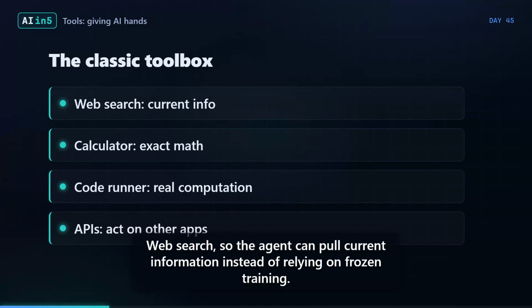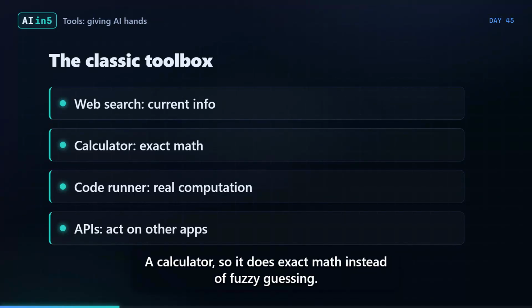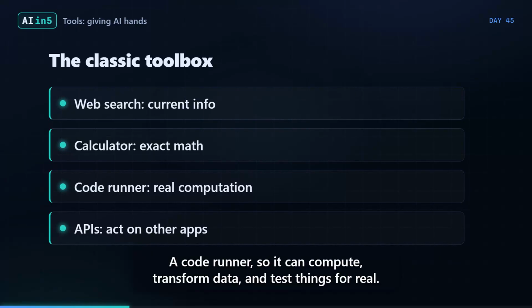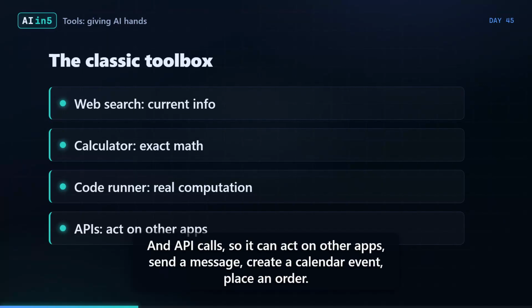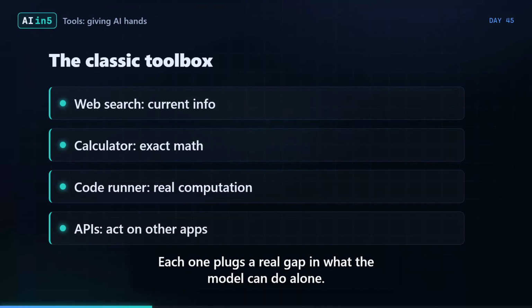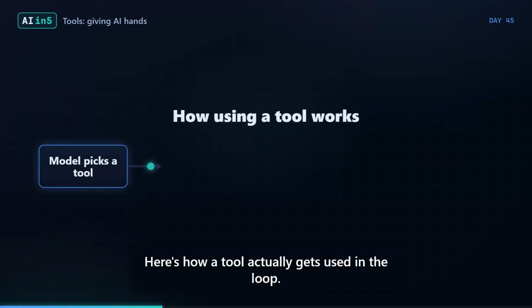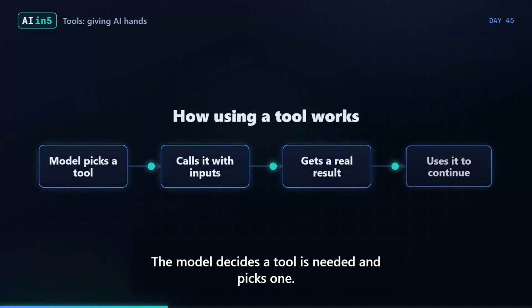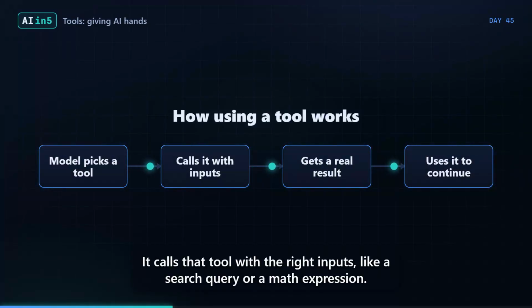Let's open the classic toolbox. Web search, so the agent can pull current information instead of relying on frozen training. A calculator, so it does exact math instead of fuzzy guessing. A code runner, so it can compute, transform data, and test things for real. And API calls, so it can act on other apps, send a message, create a calendar event, place an order. Each one plugs a real gap in what the model can do alone.